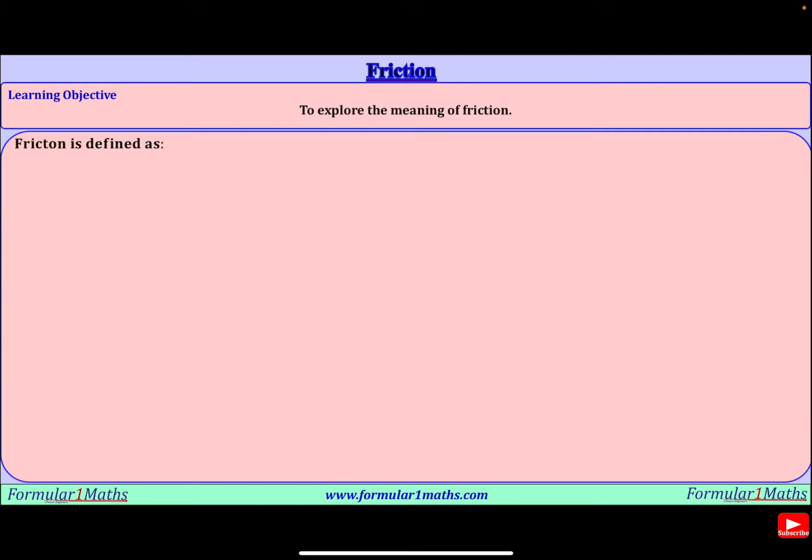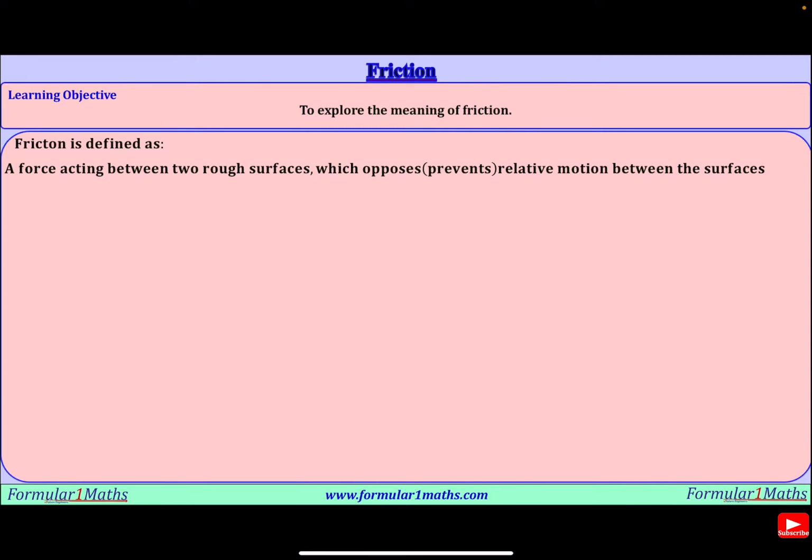Friction is defined as a force acting between two rough surfaces which opposes or prevents relative motion between the surfaces. Consider a block of mass m resting on a rough surface. This means it will exert a weight of mg on the rough surface. And according to Newton's third law, the rough surface will also exert a reaction force of R on the block. At this point, there's no movement between the block and the surface, so there's no friction acting at all.